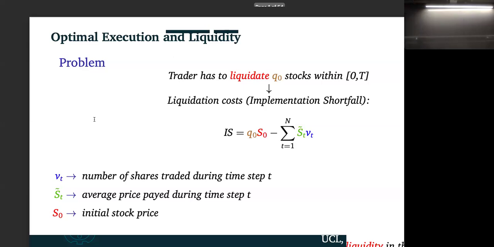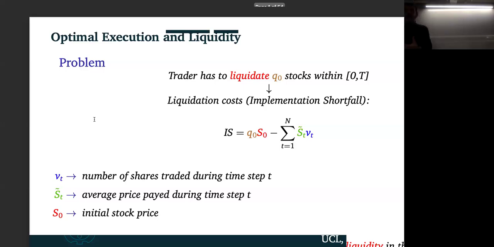Essentially, I want to liquidate in this case Q0 stocks within [0, T]. I divide this interval [0, T] into n sub-intervals. In each of these sub-intervals, I will trade the number of shares that I'm going to call v_t. And trading v_t, I'm going to pay a price which is called S tilde. This is the average price that I pay. My objective function that I want to minimize is this difference, the difference between the value of the position at the beginning, at the initial price S0, and the value that I actually get.